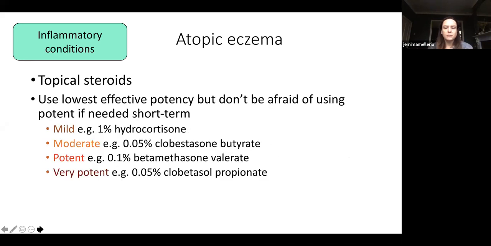You want to be using the lowest effective potency, but if you need something potent, just short term to switch the eczema off, that's okay. And there are different potencies. So a mild topical steroid, something you might use on mild sort of baby eczema, would be something like 1% hydrocortisone. Moderate strength, one step up, clobetasone butyrate. A potent steroid, something like betamethasone valerate or mometasone, is very helpful for sort of thicker areas of eczema, particularly like those discoid patches that I showed you. And sometimes, for example, with hand and foot eczema, where the skin is very, very inflamed, you might need to use a very potent steroid like clobetasol propionate.